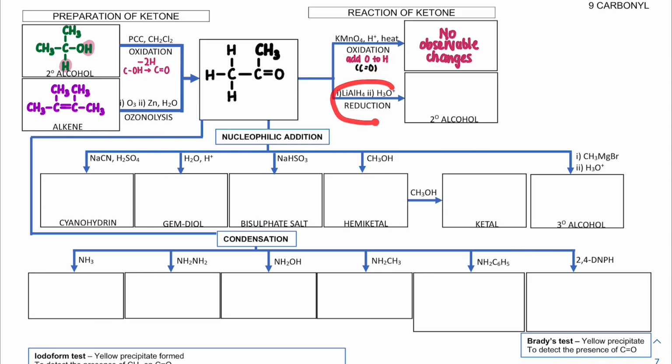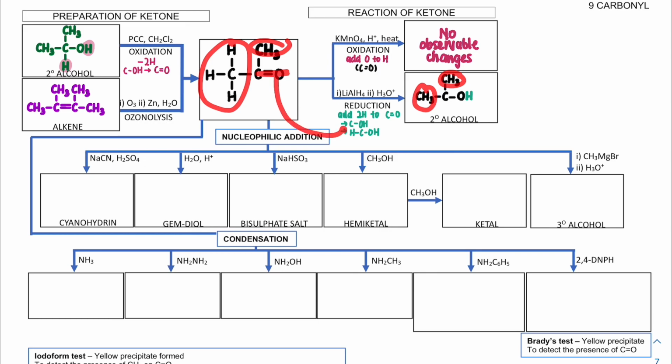Next is the reduction. Reduction is where we're going to add hydrogen. How are we going to add the hydrogen? We're going to add to the C double bond O. Once added, the C double bond O becomes COH, and on the same carbon we will add another hydrogen. What does it mean? For example, this one: we change this one to OH, so the CH3 becomes this one, CH3 here. The C double bond O will become COH.